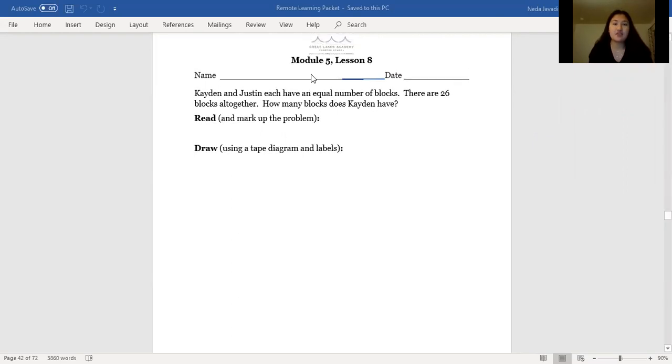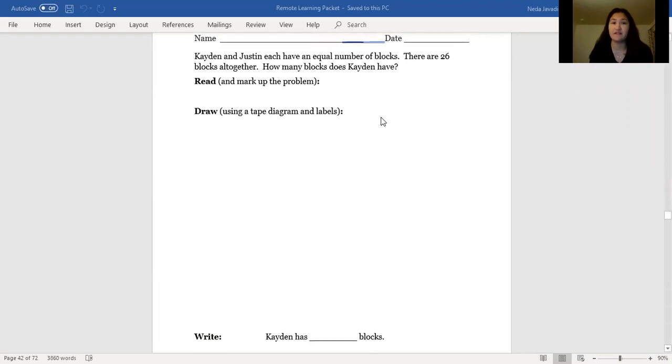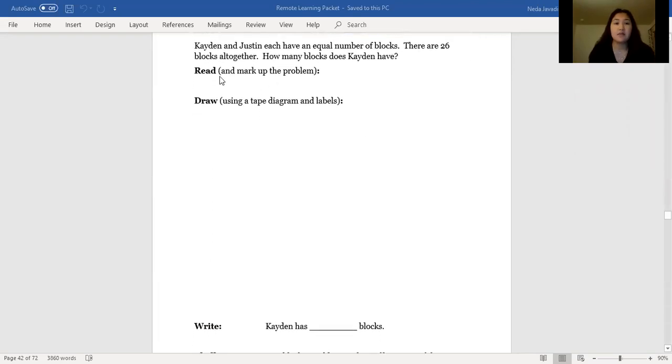Let's start with Module 5, Lesson 8. If you have the packet, this is the page you should be looking at. If you don't have the packet, that's okay. Make sure you have a brand new piece of paper in front of you. Let's read the problem together.